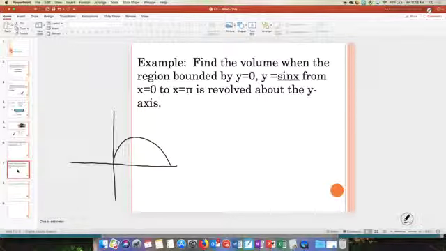Okay. So imagine rotating this around. What is it going to look like? Like a flower. Like a bundt cake.